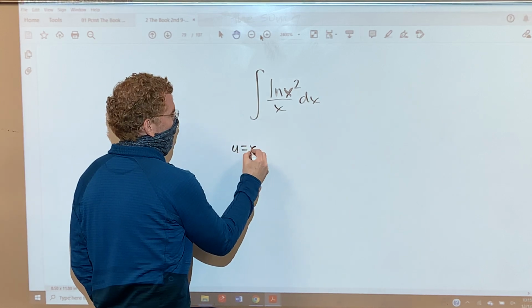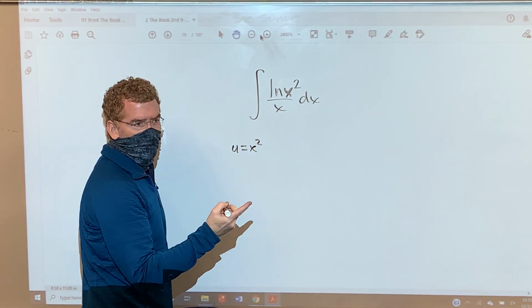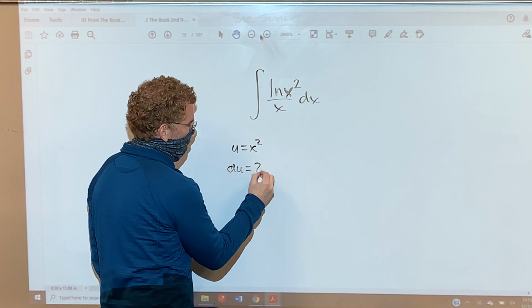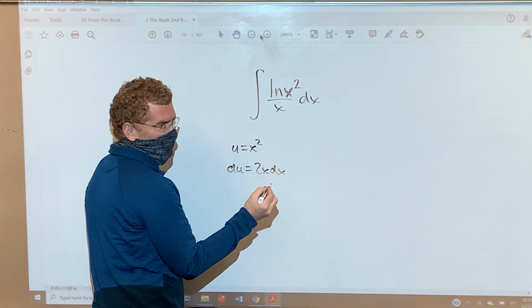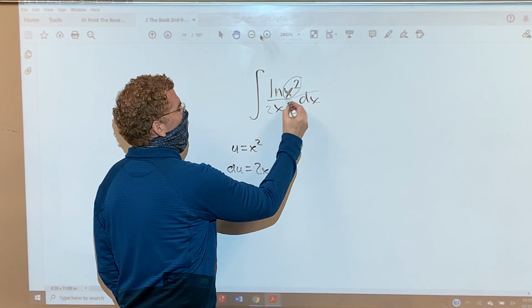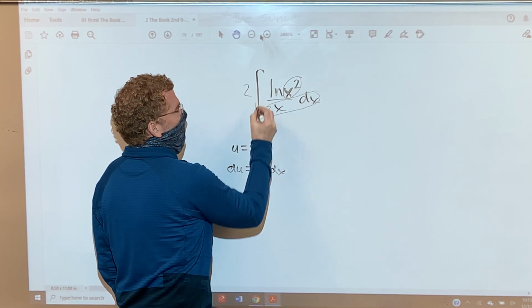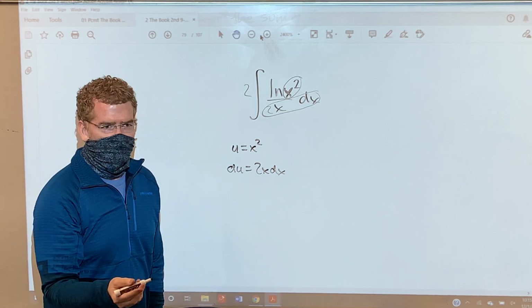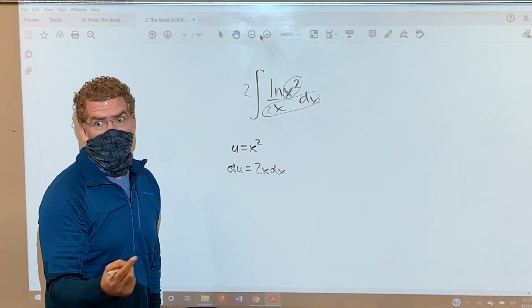I'm gonna let u equal x squared because I'm used to grabbing the highest power. And then they go du equals 2x dx. And then they try to pull this number. All right, there's my u. There's my 2x dx. And they try that, and that just doesn't work, right? I mean, it may work for you, but it's not going to work.